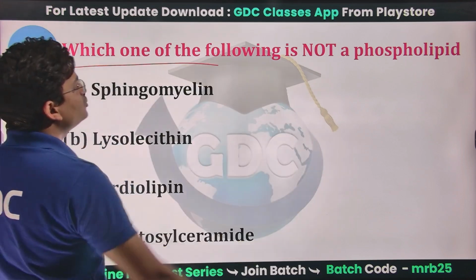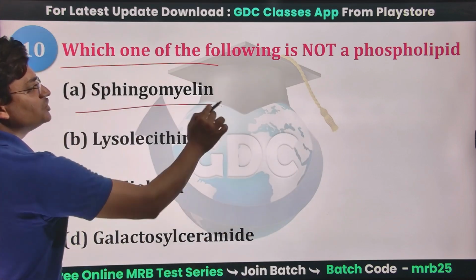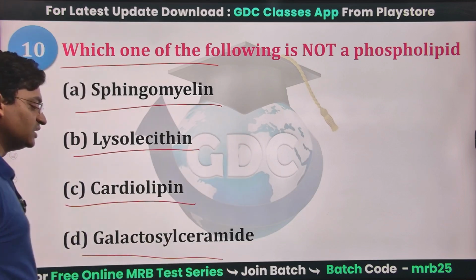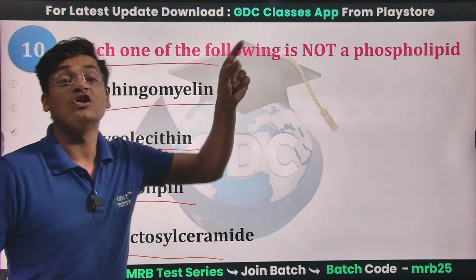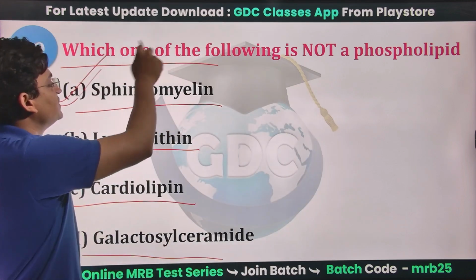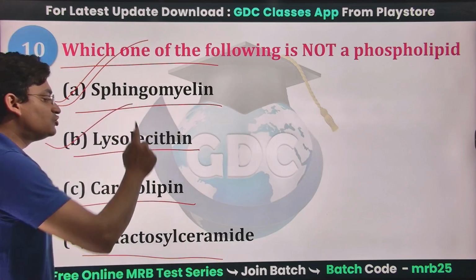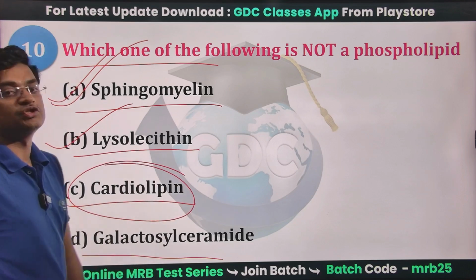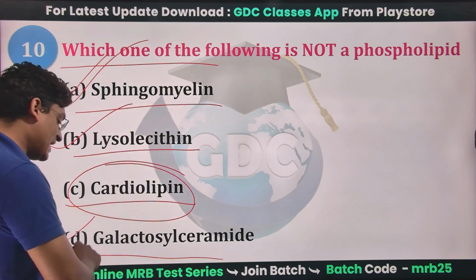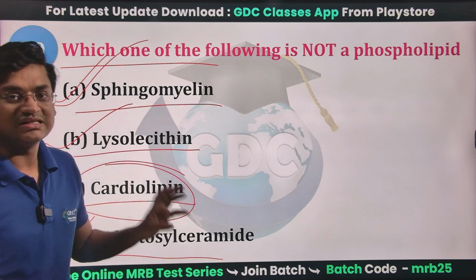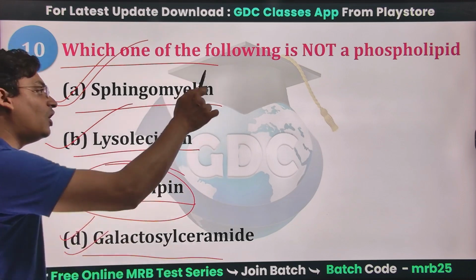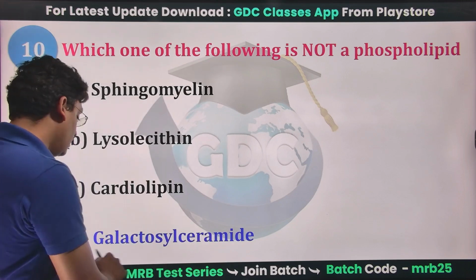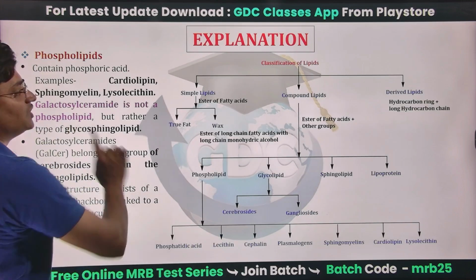Next question: which of the following is not a phospholipid? Sphingomyelin, lysolecithin, cardiolipin, or galactosylceramide. When we talk about lipids, sphingomyelin is a phospholipid. Lysolecithin falls under the category of phospholipids. Cardiolipin is also a phospholipid. But galactosylceramide is not a phospholipid derivative. So yes, D is the right answer.